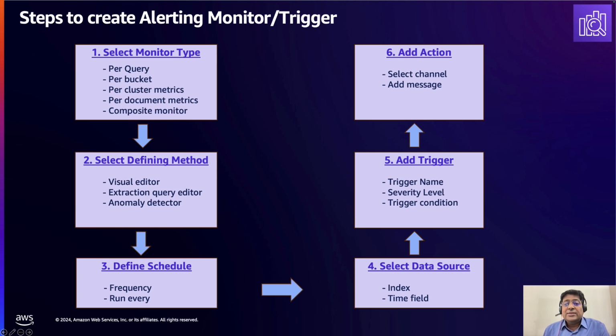After that, the last step is to add an action. For adding an action, the appropriate notification channel needs to be selected along with the message that needs to be sent once the alert is triggered.